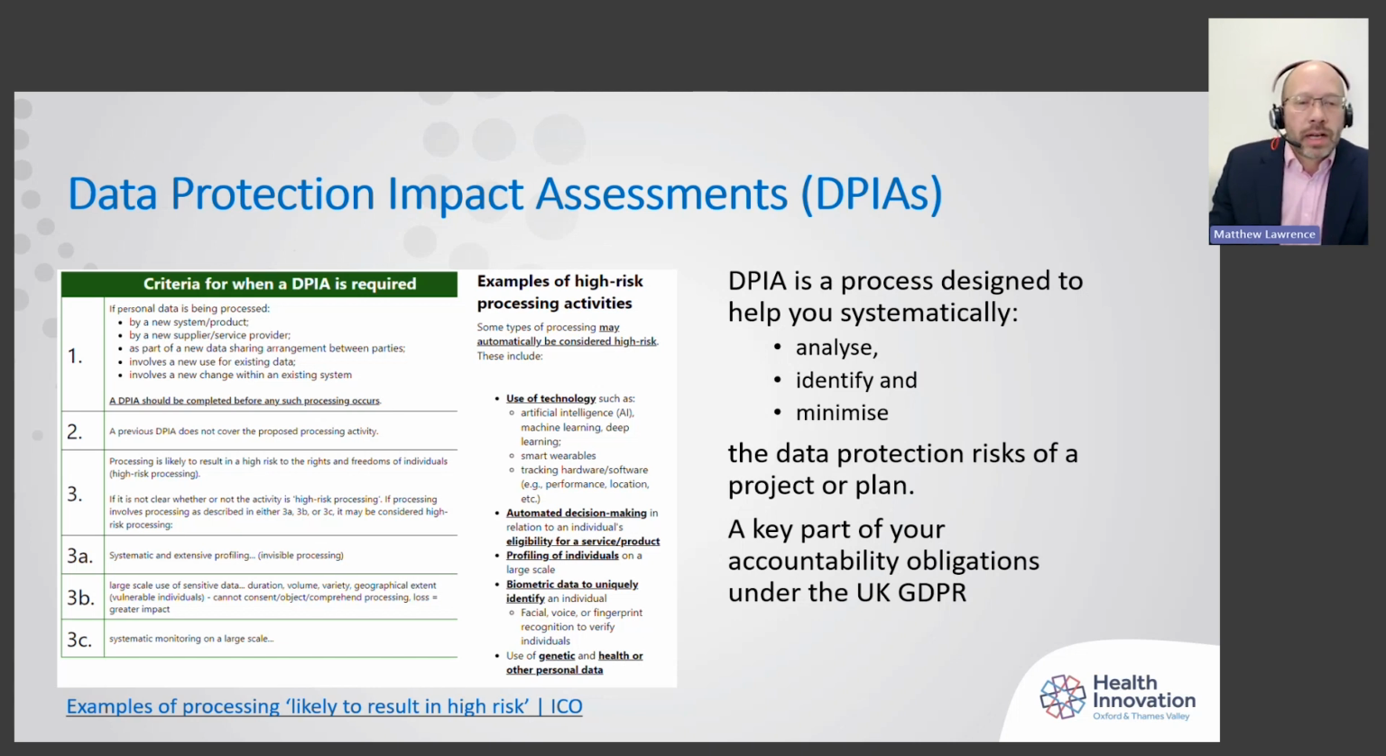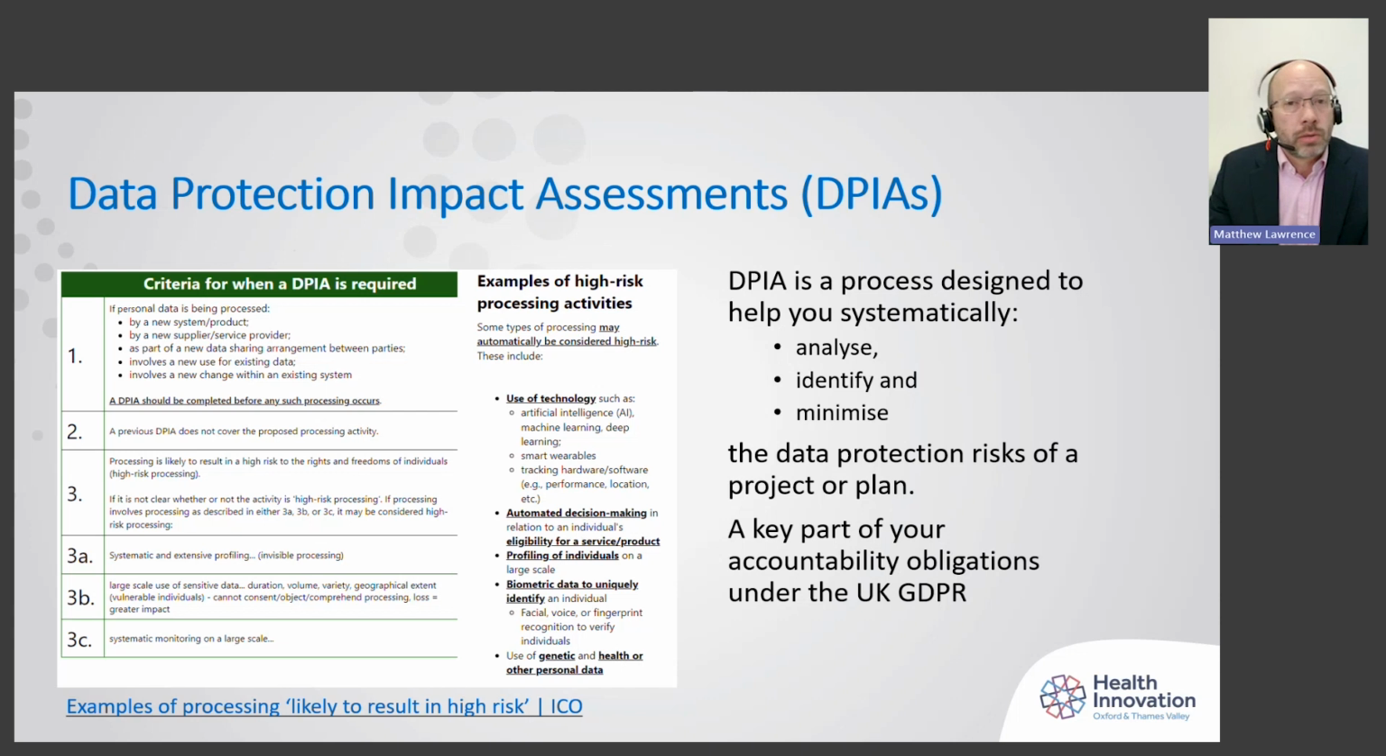The thing to be really clear on, if you look here, is this bit around here: examples of high risk processing activities, which are automatically considered high risk just by the nature of what they are. So use of technology, so AI. You can imagine how AI would apply to that. Machine learning, deep learning. By the fact that these are those technologies, they're going to be in there as well. Automated decision making.